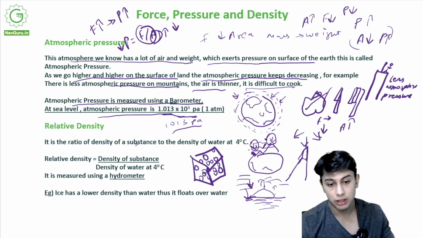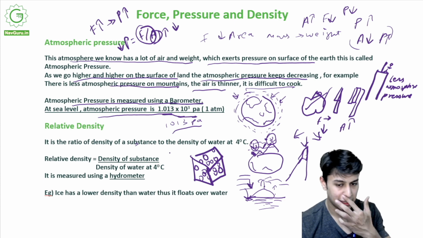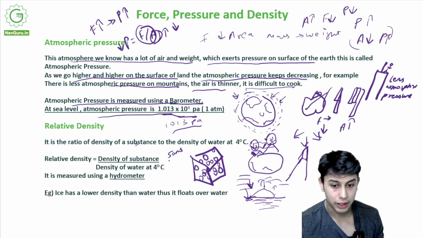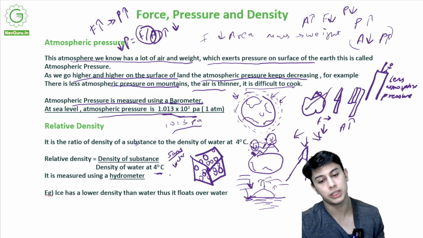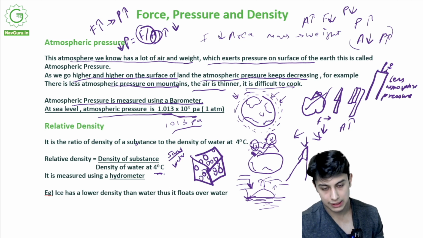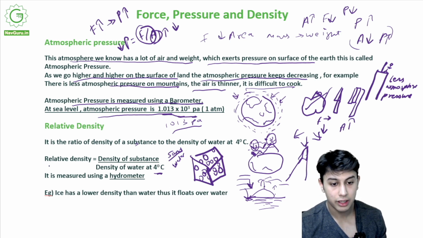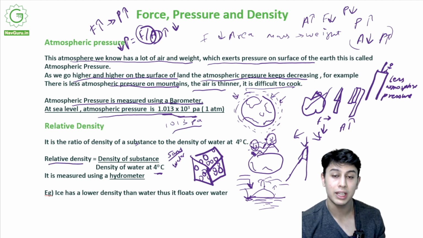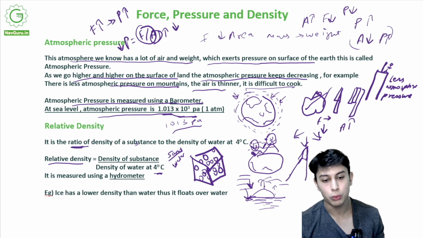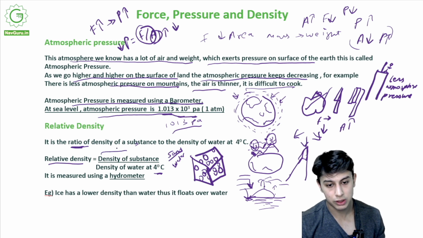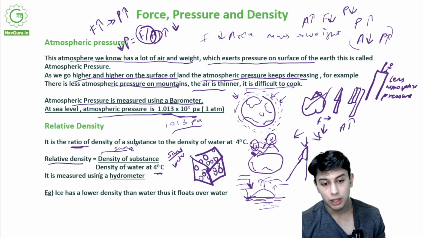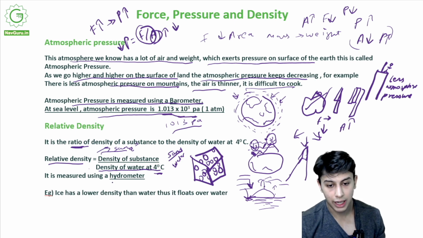Now density of one substance, supposedly sand, divided by density of water at 4 degrees Celsius. We all know that density of water is maximum at 4 degrees Celsius. Relative means with respect to something, in comparison to something. In mathematical terms it is a ratio, but what we mean is the density of one substance, supposedly sand, in comparison to density of water at 4 degrees Celsius. This will give me the relative density of sand. It is measured using a hydrometer.